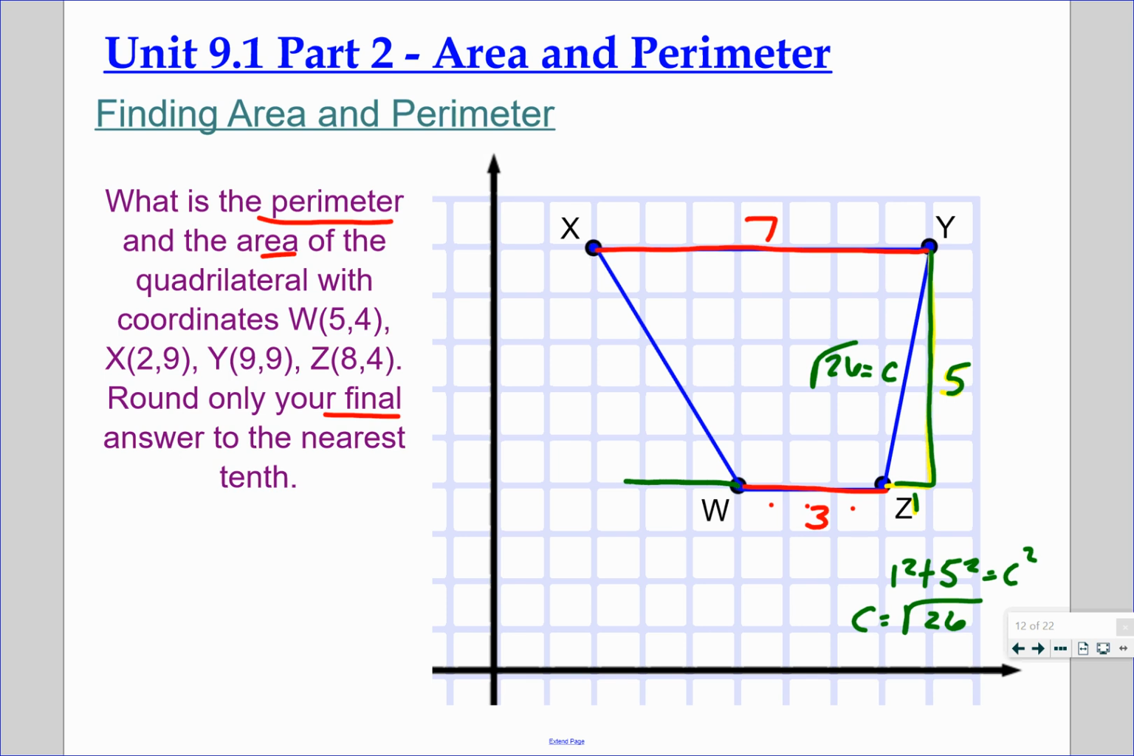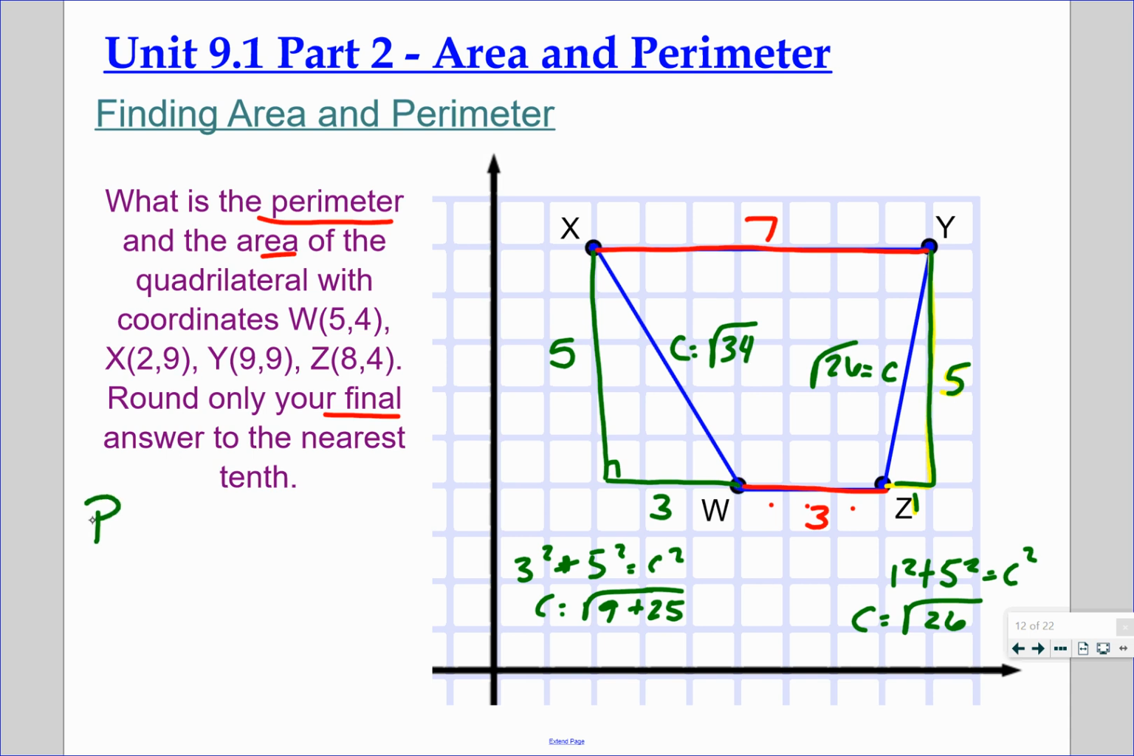Come over here, and we're going to make one triangle this way. This is a 3 by 5. So this C value is going to equal the square root of something. Well, 3 squared plus 5 squared equals C squared. We know C is going to be the square root of whatever we get here. 3 squared is 9. 5 squared is 25, so this would be the square root of whatever 9 plus 25 is, or 34.